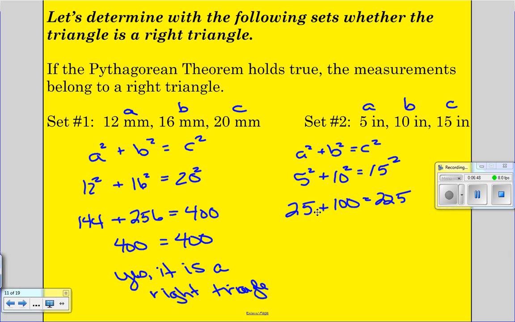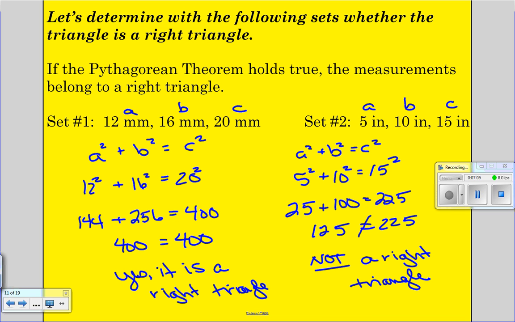Add A and B together. A squared and B squared together make 125. This does not equal 225, and an equal sign with a line through it means does not equal, so this is not a right triangle. That's going to be one of the things you're going to be asked to do on your homework, to tell me whether measurements make a right triangle or not.